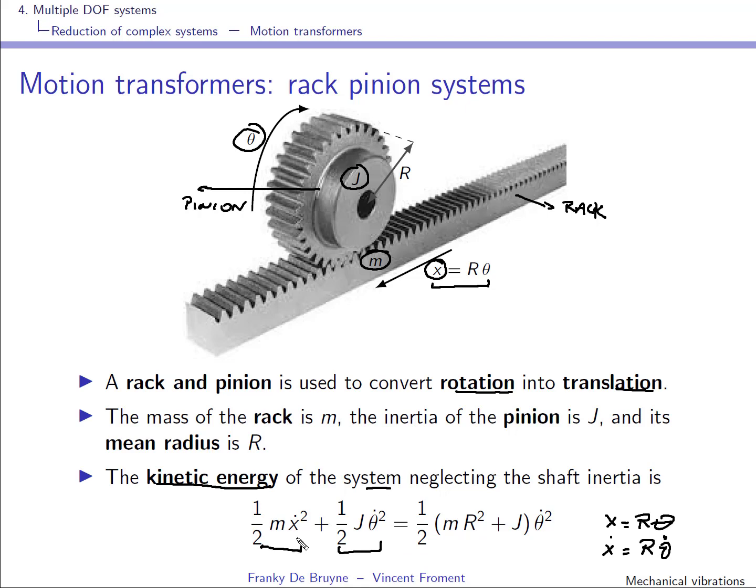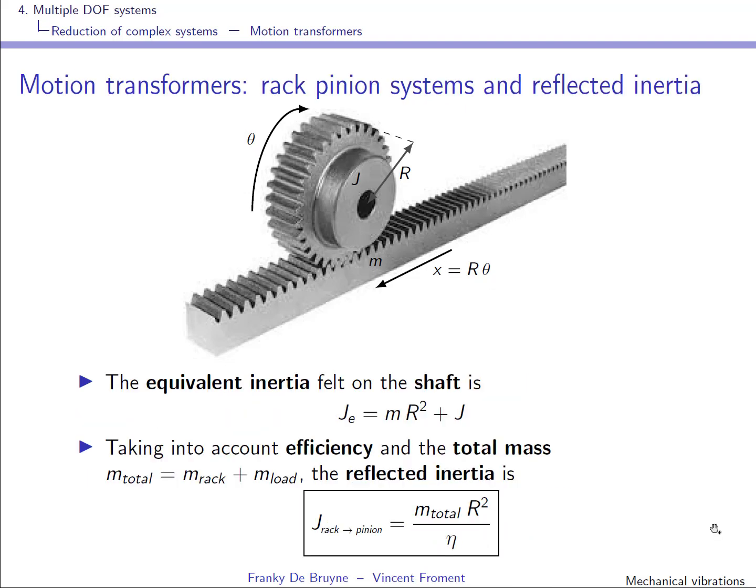Okay, so if you use that equation here and you plug it in over here, you find an equivalent formula for the kinetic energy, and you can see that this is an equivalent moment of inertia. So we had seen that the equivalent moment of inertia felt on the shaft is the moment of inertia of the pinion, and you have to add an additional term here that comes from the translation of the mass m.